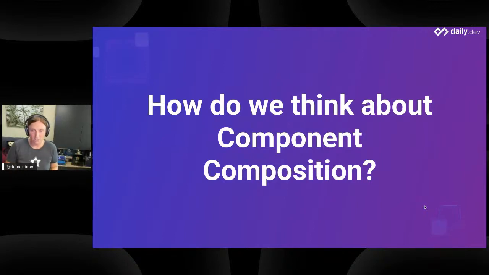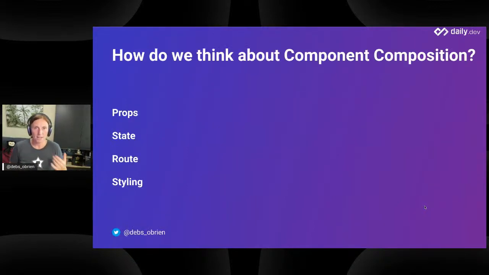We want to build component compositions. How do we need to think about these? Think about props. We need to think about state. We need to think about routing. We need to think about styling. So there's a lot of things to think about when you're building those compositions. It's really important to think about it before you build it.